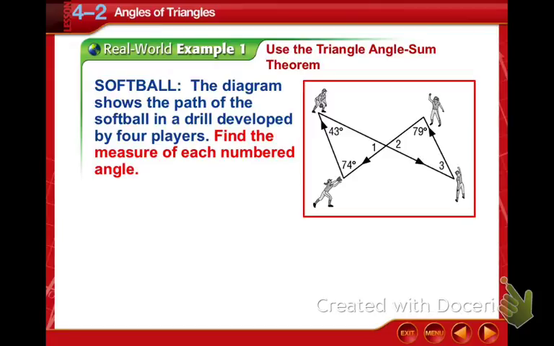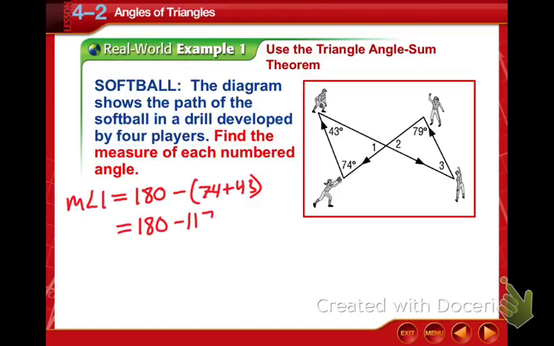Angle 1 is fairly quick because we know now that the sum of the angles is equal to 180. So the measure of angle 1 is equal to 180 minus the sum of the other two angles, 74 and 43. So we sum those together and we end up getting 117. And 180 minus 117 gets us the measure of angle 1 to be 63.